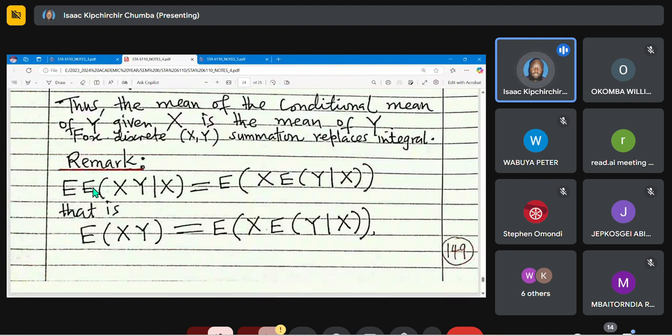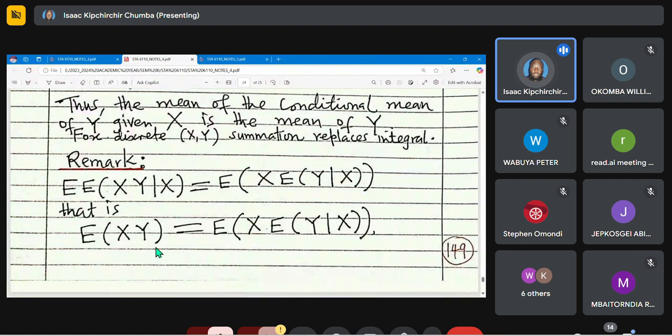So what this will act on will be only y for given x, and then each x comes out, and then you combine it with the result of here, which will be a function of x. So everything will be a function of x here, and then this one averages over x. So the two are the same. So expected of xy given x is just expected of x times expected of y given x. So it's a consequence of that result also.